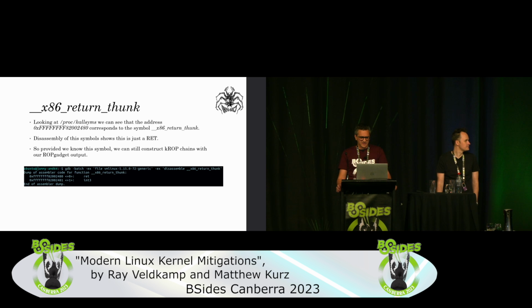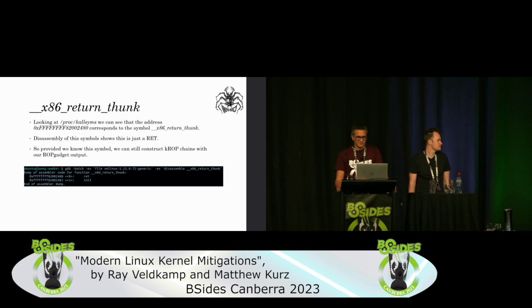Provided you know this symbol, if you have the kernel image, you can look at System.map or whatever. You can still construct kROP chains. You just have to modify your ROP gadget output to use this jump to the return thunk.